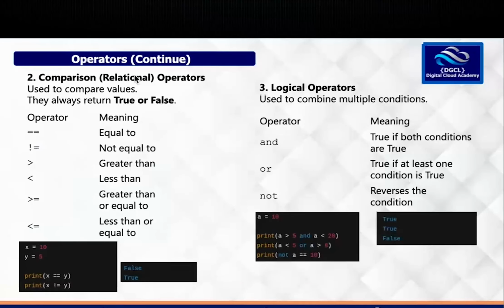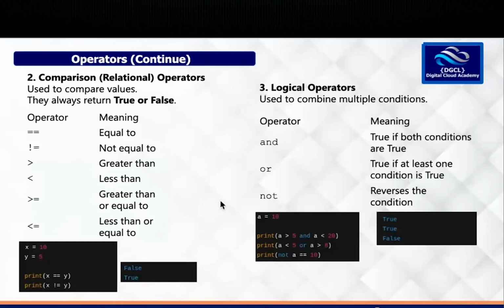These comparison operators are used to compare values, and they also return true or false. We have is equal to. When something is equal to, we use the double equals sign. This is not equal to: exclamation and equals. Greater than, we all know. Less than, greater than or equal to, and less than or equal to.